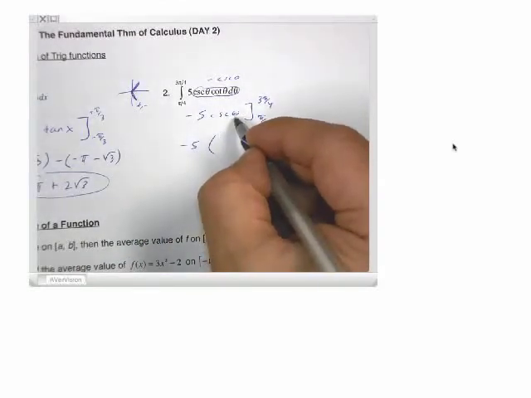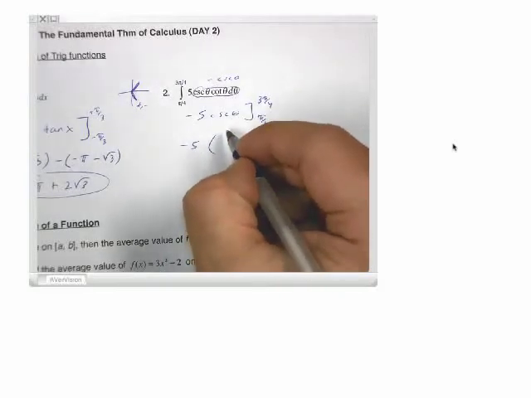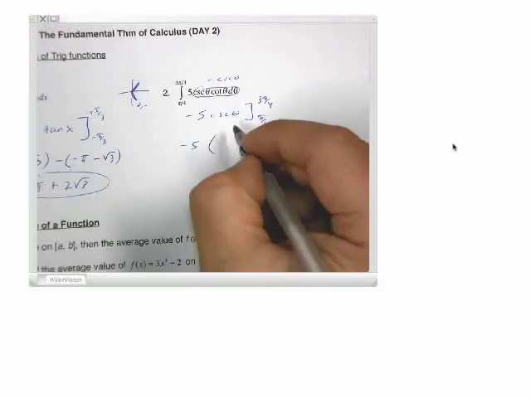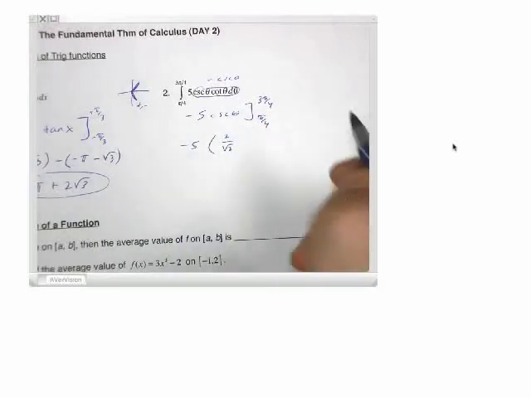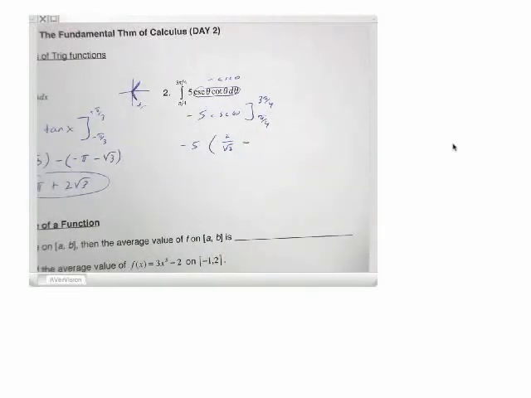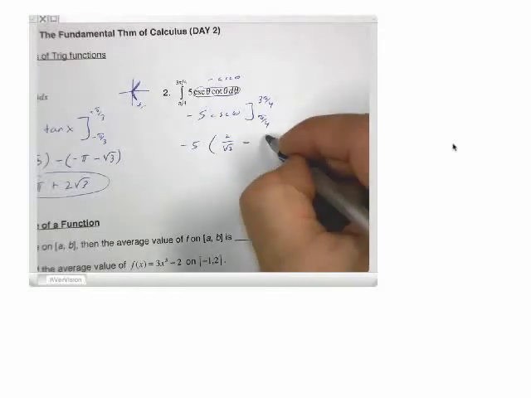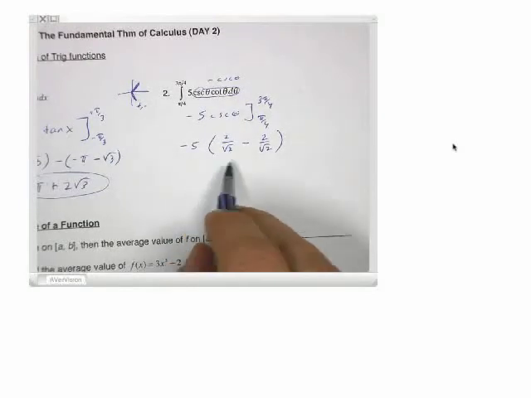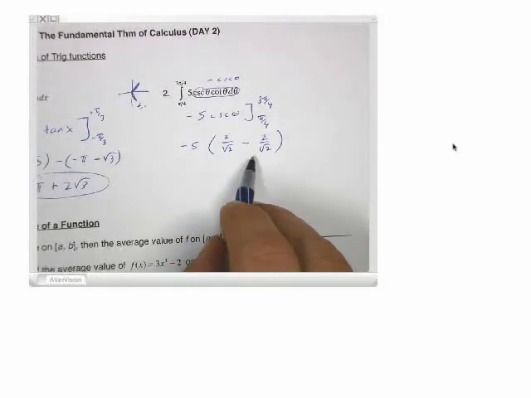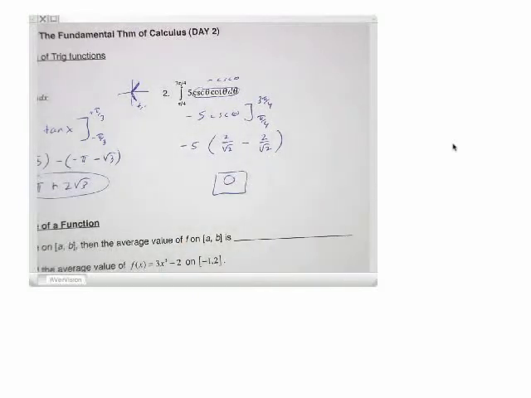over 4 into there. So cosecant of 3 pi over 4 is the reciprocal of sine of 3 pi over 4. So sine at 3 pi over 4 is square root of 2 over 2. So here this would be 2 over the square root of 2 minus. And then cosecant at pi over 4, the reciprocal of that would also be 2 over the square root of 2. And then obviously here, since both of those cancel out, I just get 0. 0 times negative 5 is 0 for my integral.